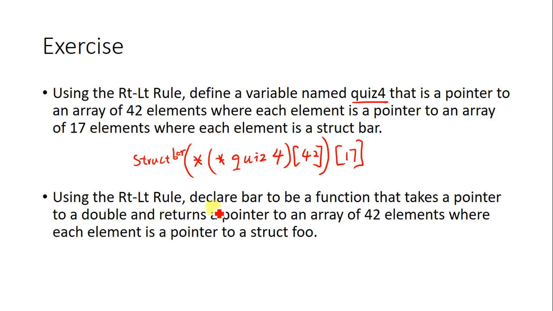Now, this one: declare bar to be a function that takes in something. So it's a function that takes a pointer to a double and returns a pointer to an array of 42 elements. So parenthesize it to ensure it reads out. Bar is a function that takes a double star, returns a pointer to an array of 42 elements, where each element is a pointer to a struct foo.